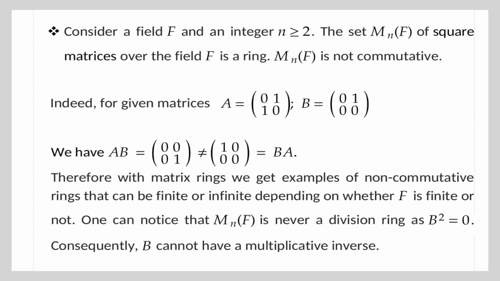One can notice that Mn of F is never a division ring as B square equal to 0. Consequently, B cannot have a multiplicative inverse.